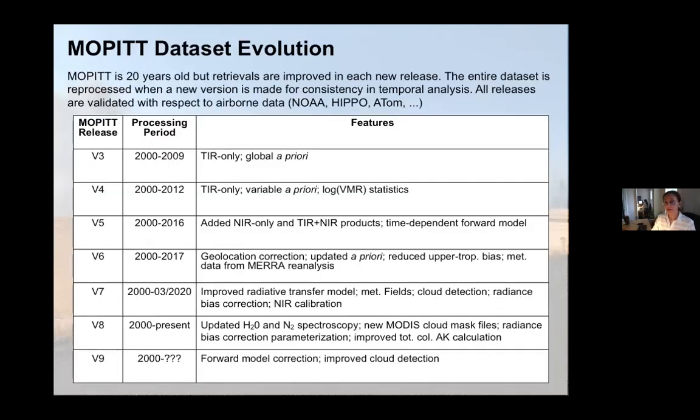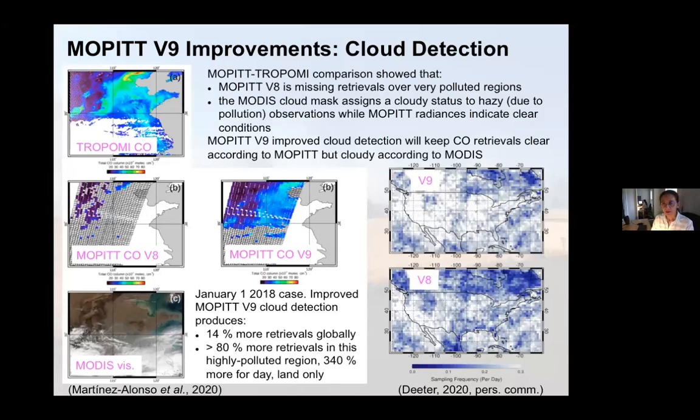So the MOPITT dataset is evolving. Since 2000, it's been improved by comparing to other in situ measurements, ground measurements, other satellites and so on. And each time a new release, a new version is made public, the entire dataset is reprocessed to make sure that it's self-consistent and thus is useful for climate analysis, for analysis of trends and so on. Right now we are working in version 9 of the dataset, and one of the improvements was we improved the cloud detection.